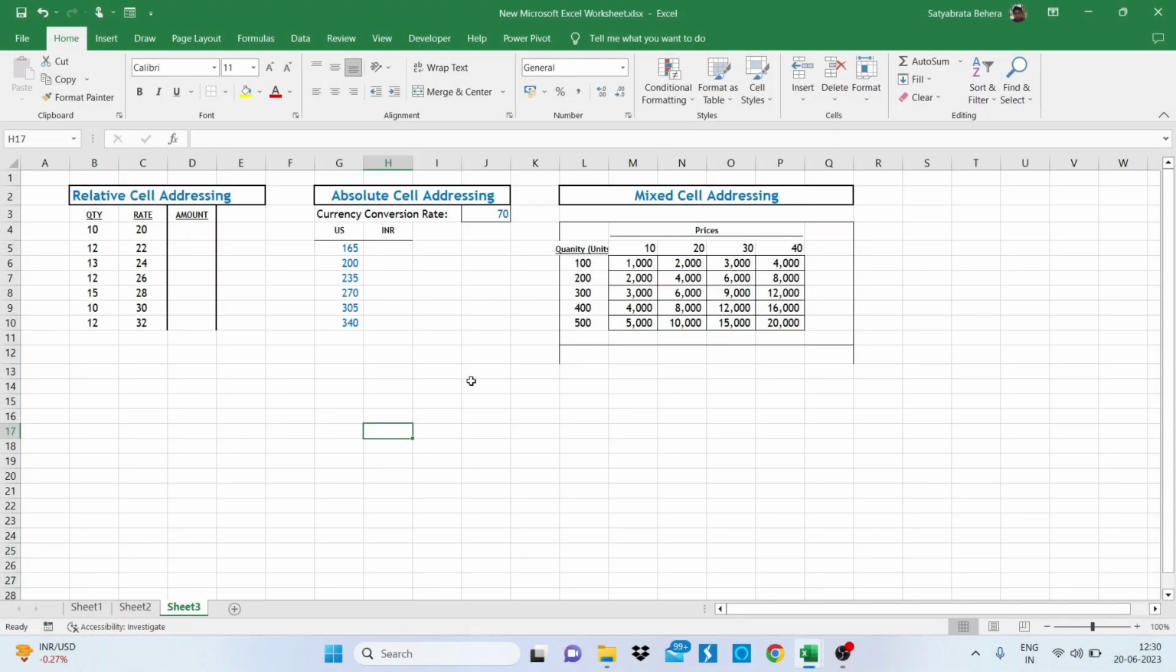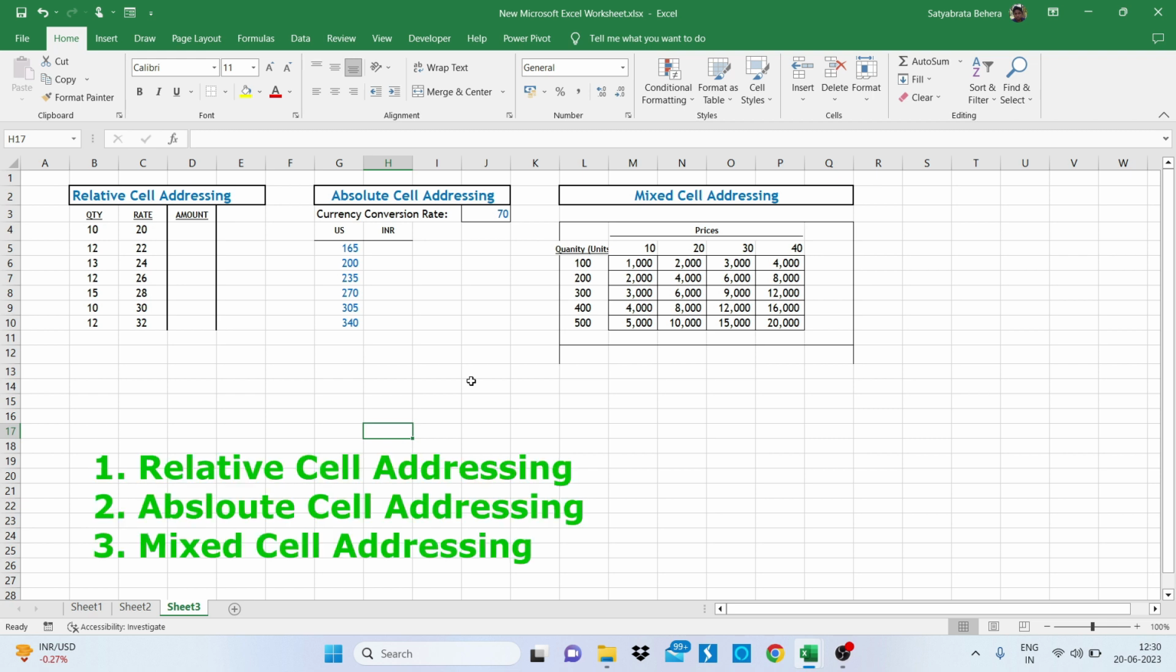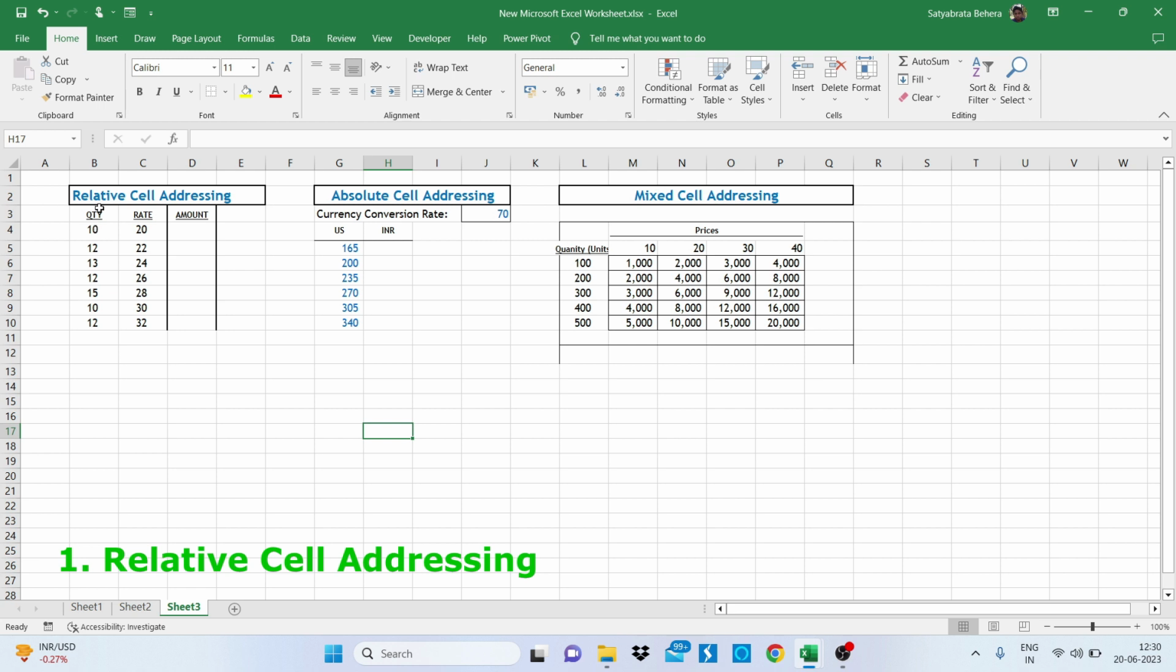Welcome everyone. Today we will discuss a basic but very important topic, and it is cell addressing. Basically three types of cell addressing are there: relative cell addressing, absolute cell addressing and mixed cell addressing. So what is relative cell addressing? Here in column B quantities are there, in column C the rates are there, and suppose we want to find out the amount at column D, we can use relative cell addressing.